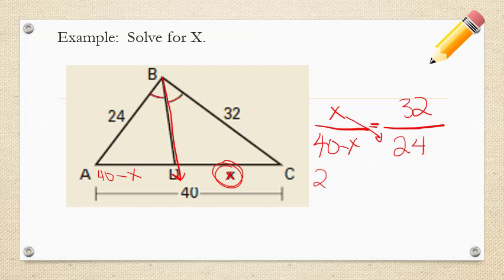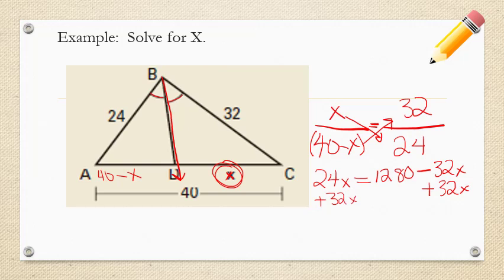24 times x is going to just give me a 24x. And now I'm taking 40 minus x, that entire quantity, times 32. So first we have to distribute the 32 to the 40. 32 times 40 is 1,280 minus 32 times x gives me a 32x. Now I just solve like normal, solve for x, so get x by itself. So I'm going to get all the x's on one side, which requires me to add 32x to both sides. 24 plus 32 gives me 56x equal to 1,280. Now all I have left to do to get x alone is divide by 56.